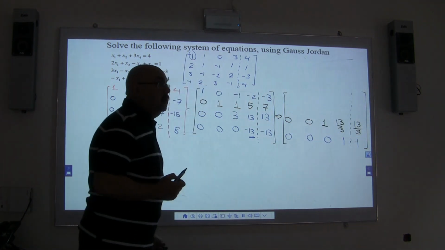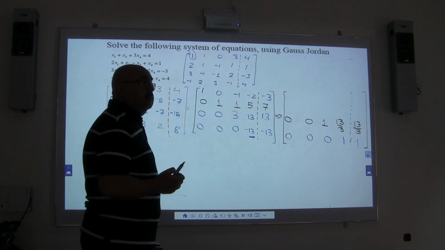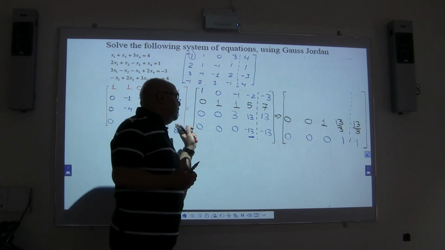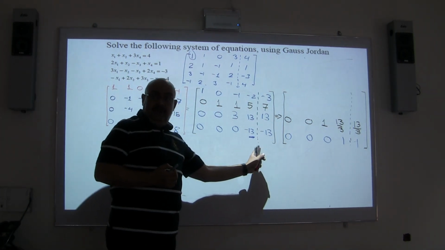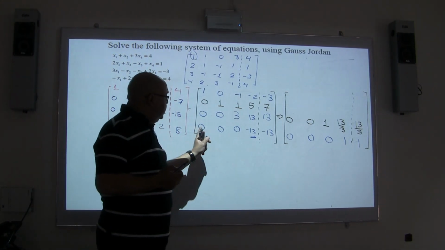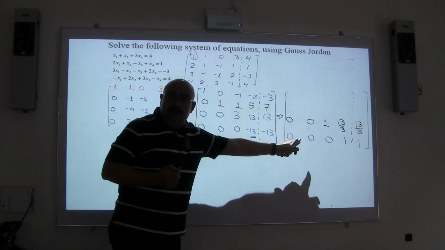You divided by negative 13. It's exactly like multiplying the whole row times negative 1 over 13. Negative 1 over 13, negative 1. So we will end up like this.